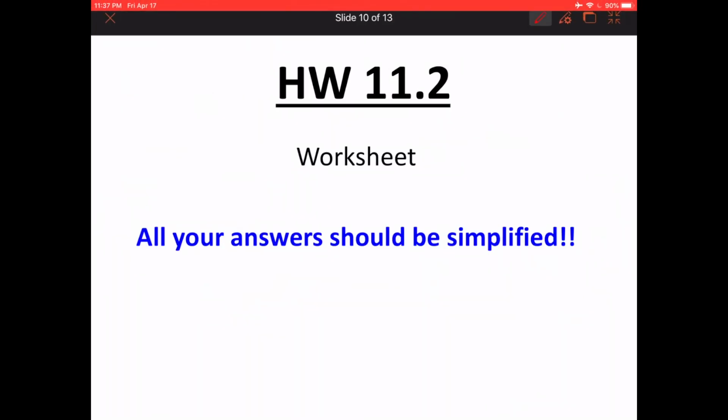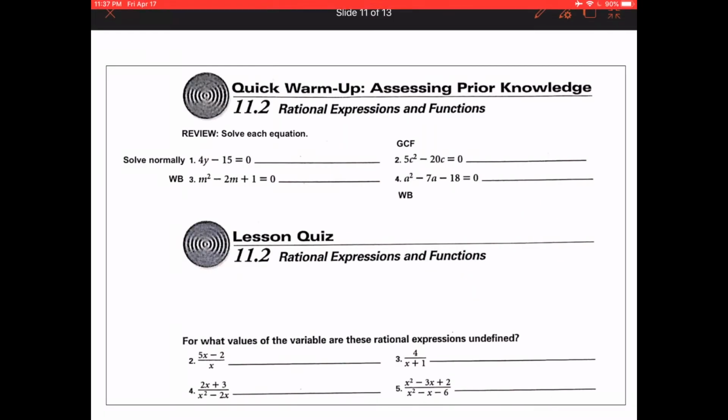And that is it for lesson 11-2. Your worksheet is already in Google Classroom. Please make sure, this is the whole goal of this lesson, everything has to be simplified. If it's not simplified, then your answer is incorrect. This is what your homework will look like.